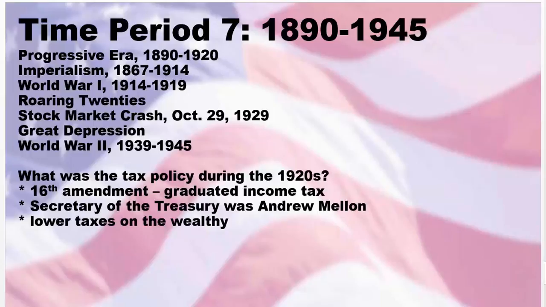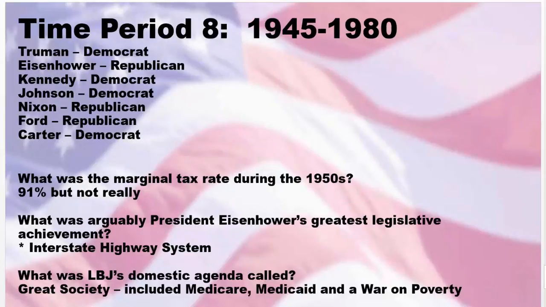So now we go to time period 8, and 1940. This is the post-World War II era. And these are just now a few random questions all the way through. So what was the marginal tax rate? That's the highest tax bracket during the 50s. It was 91%. But remember, that doesn't mean that people actually paid 91%. Their tax rate was actually much lower than it is today.